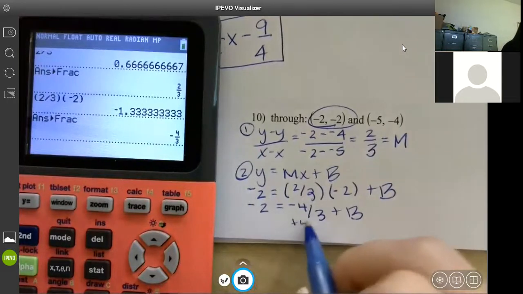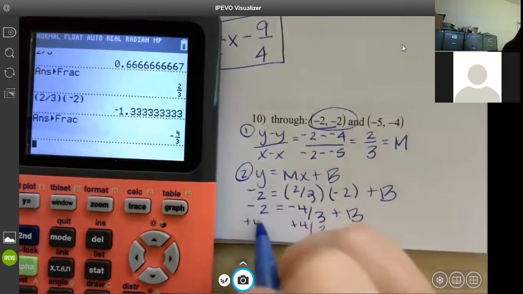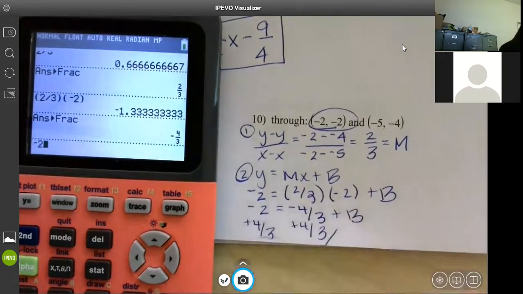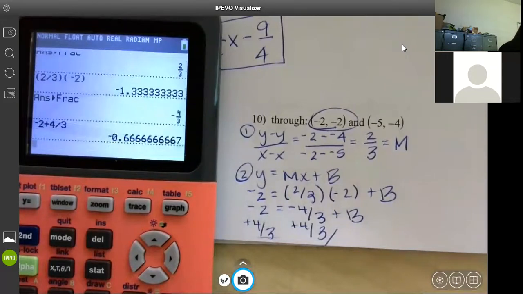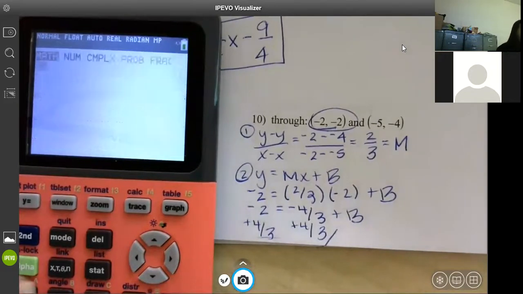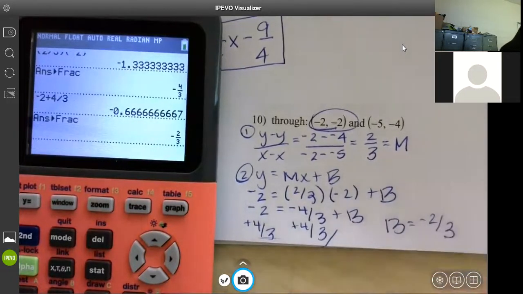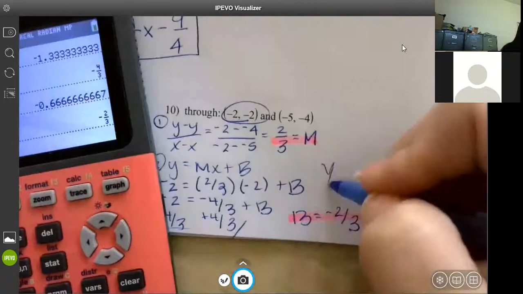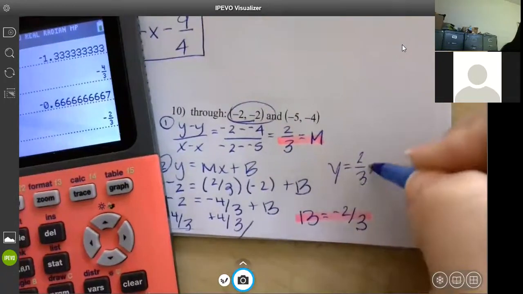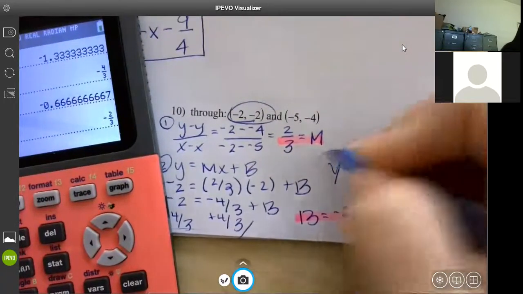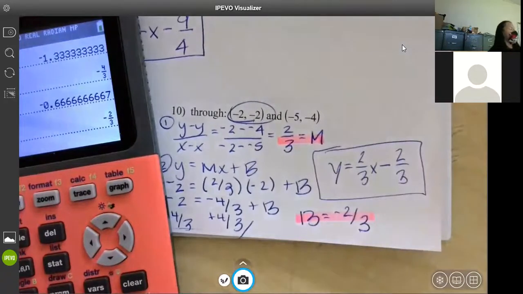Add it. Perfect. Thank you. So -2 plus 4/3 gives you a nasty decimal again. Math, enter. I get B equals -2/3. So here's your M, here's your B. So your equation is y equals +2/3 X minus 2/3. So that one on EDIA, you would have to do fractions, okay? You would have to.